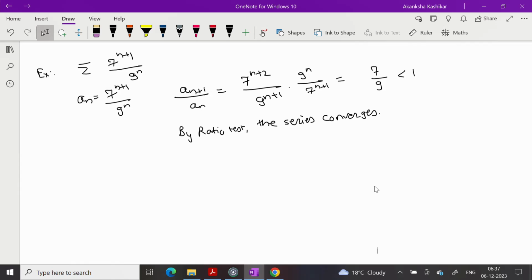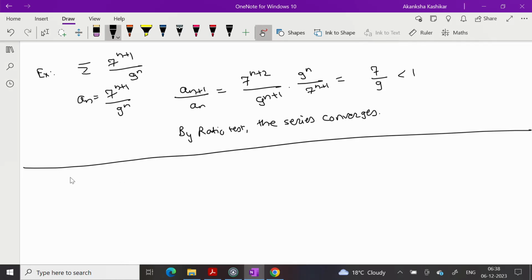Now the last test that we will study is Cauchy's root test. We have studied the comparison test, we have studied the ratio test, and now we will study Cauchy's root test. Again, let me write the statement, then we will prove the result, and then we will apply it to one or two examples.